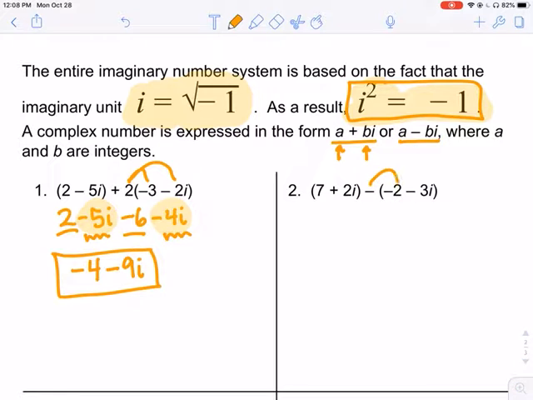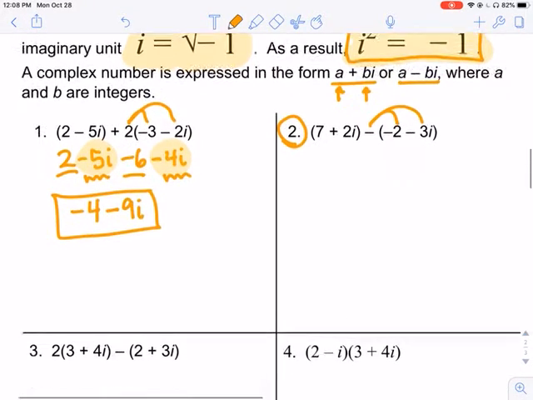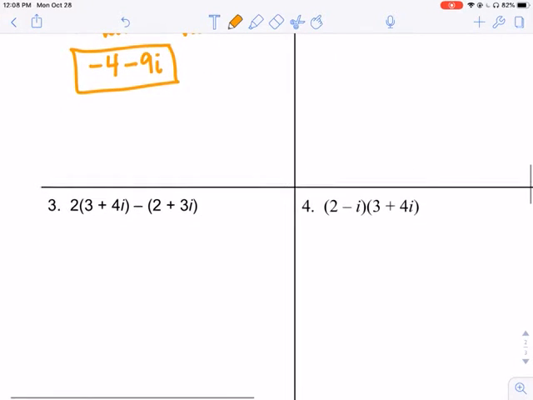I'm going to go ahead and do the same thing here. Distribute in. You can do number 2 on your own. We'll take a look at number 3.